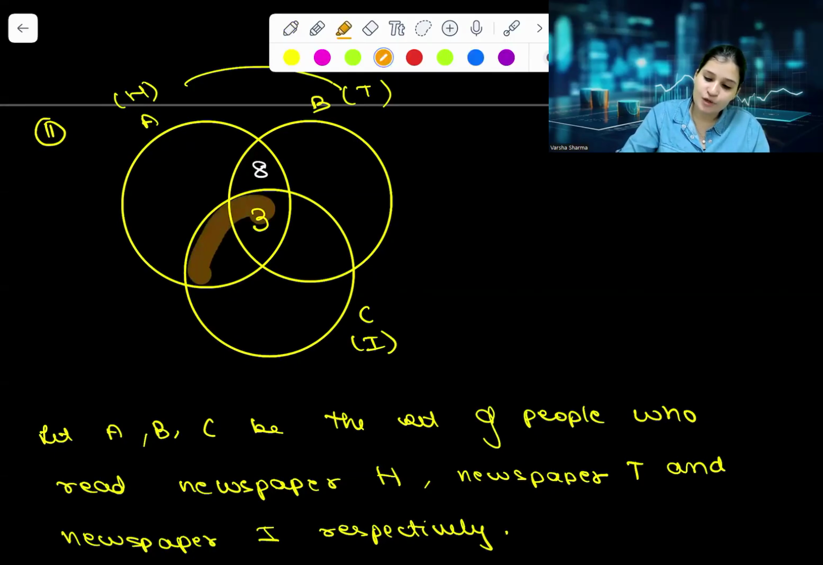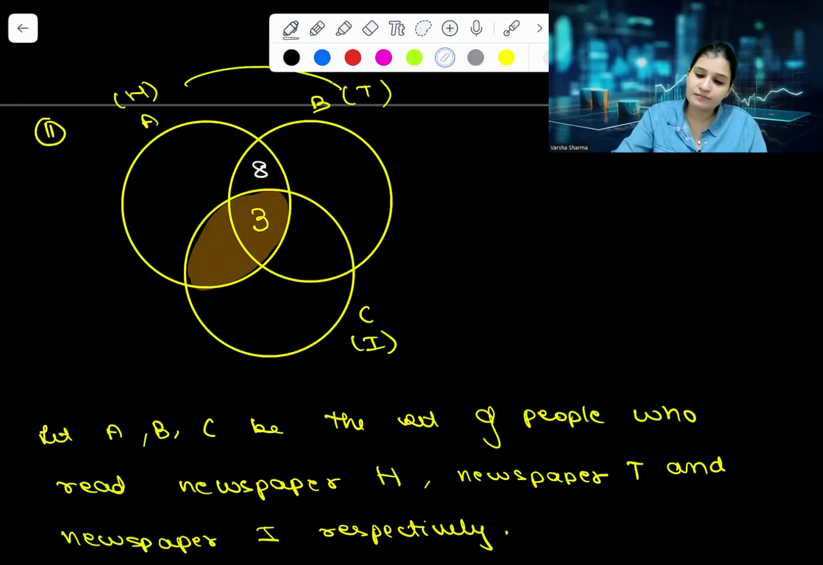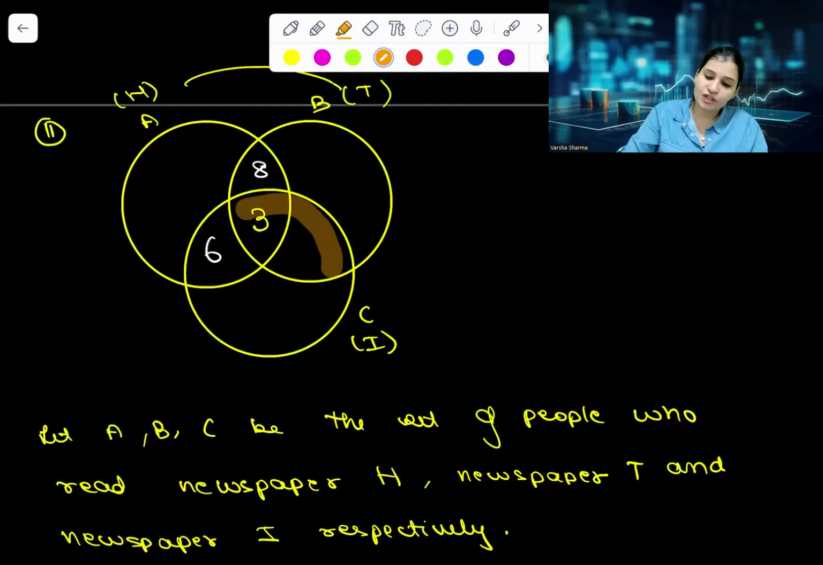Then this portion. This is what? Common between H and I. How many read both H and I? 9 people read both H and I. But out of 9, 3 are already sitting there. So we are left with 6. Then this portion. How many read both T and I? 8. Out of 8, 3 are already sitting. How many are left? 5.